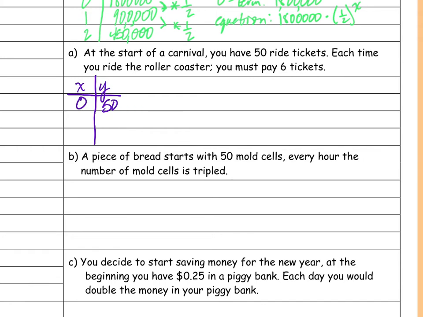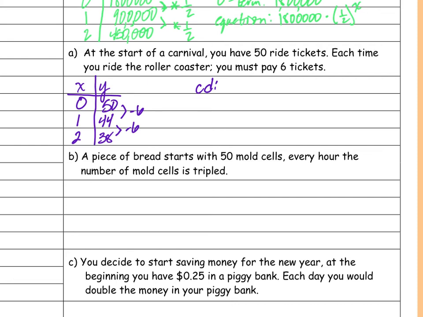After each time I visit the roller coaster, so I went on the roller coaster 1 time, now I have 44 tickets because I spent 6 of them. Okay? I go on the roller coaster a 2nd time and I have 38 tickets. So I'm subtracting 6 every time. I'm not multiplying. Do you guys understand that? I'm subtracting 6. Yes? Okay, so subtracting 6 means I don't have a common ratio. I have a common difference. There's 2 different things. I have a common difference and a common ratio. They're 2 different things.